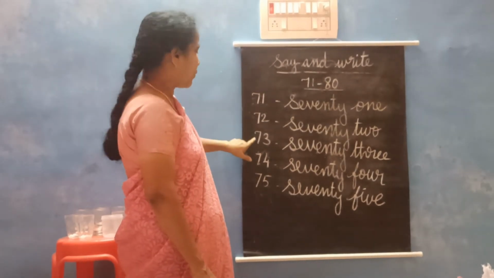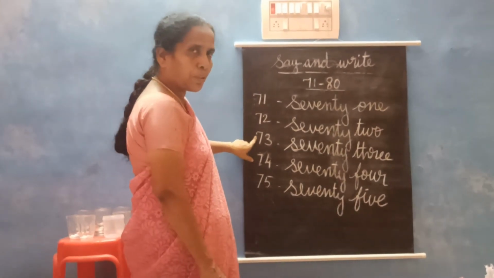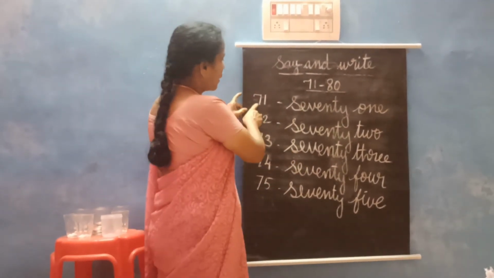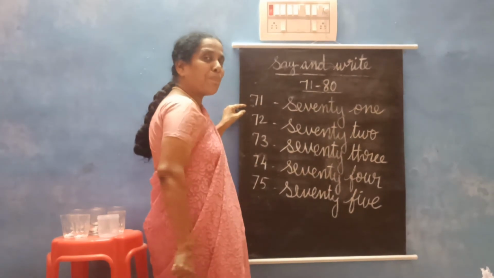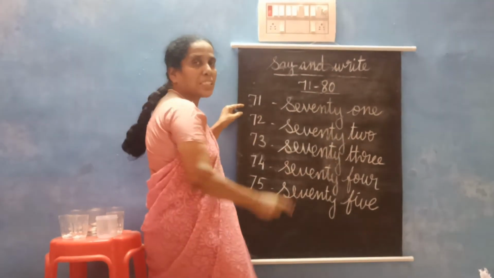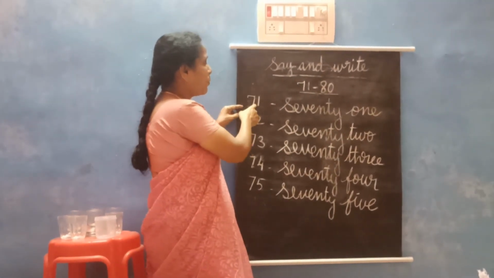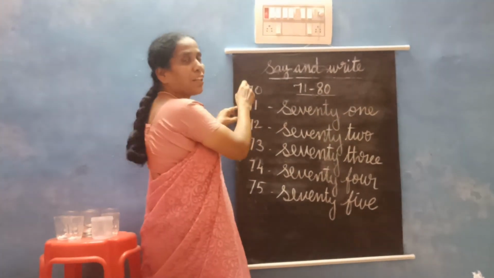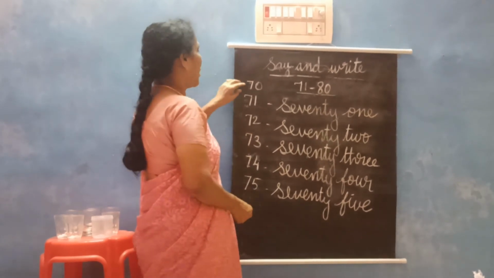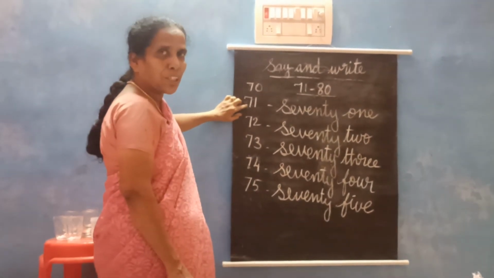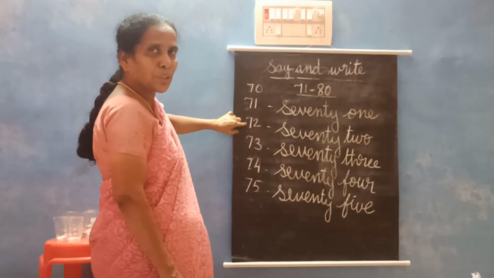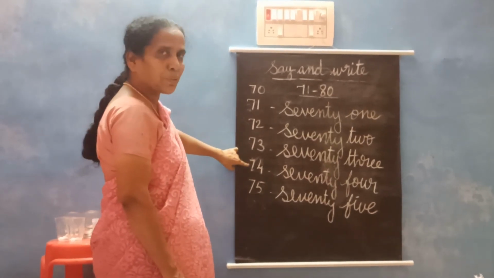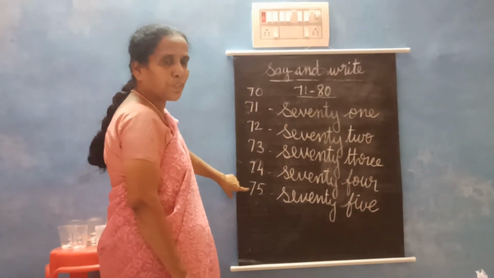Again. 75 before 74. 74 before 73. 73 before 72. 72 before 71. 71, before that what number will come? We already missed it last class. What number will come before 71? 70. 71 before 70. Okay, 70 after 71. 71 after 72. 72 after 73. 73 after 74. 74 after 75.